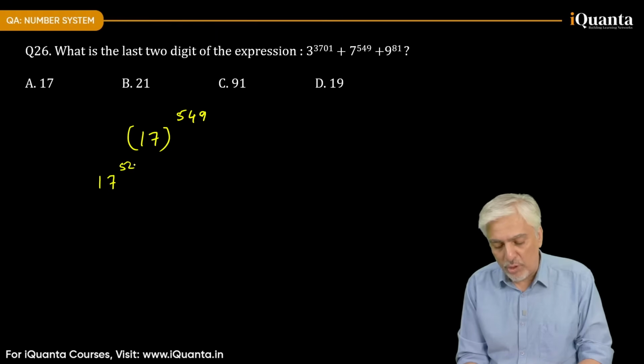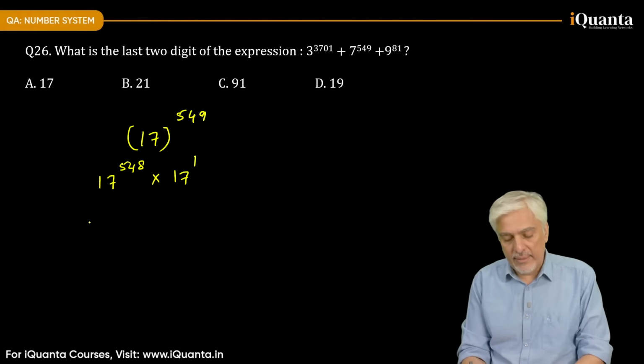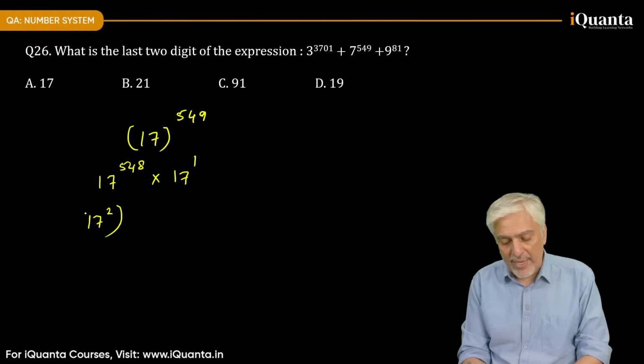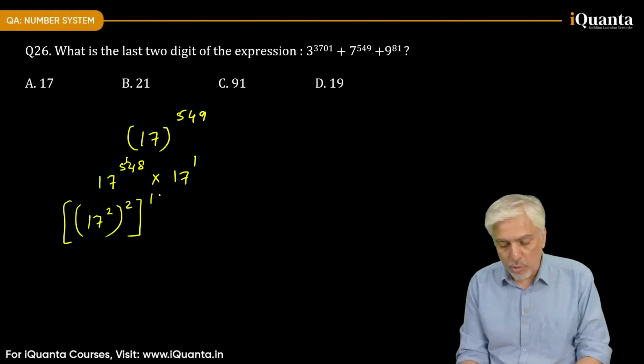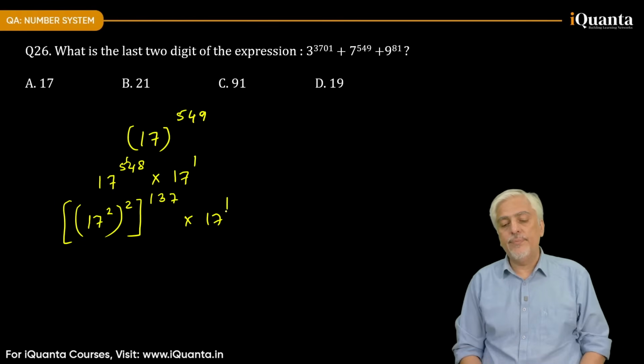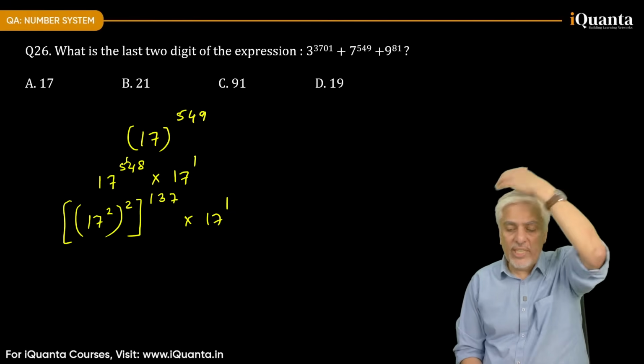17 raised to 548 multiply by 17 raised to 1. Here we will write 17 square raised to 1. 4 3s are 12 and 7. Did everybody understand this step? Check and tell me whether.